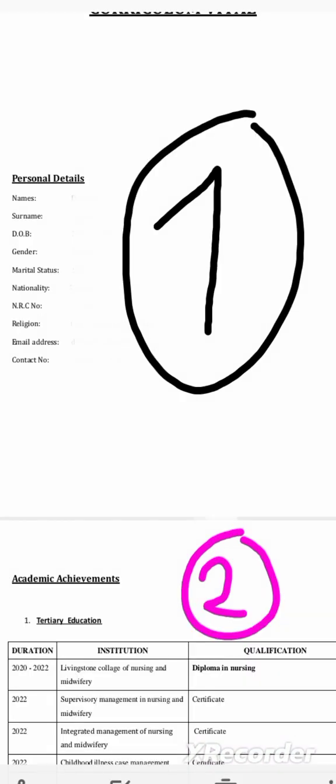The second part of your CV is the academic achievements or academic qualifications part. This part has 2 categories. The first category is the tertiary education. That is where you write the name of the institution, the college or university where you've done your studies. Then you write the duration and the qualification which was obtained.